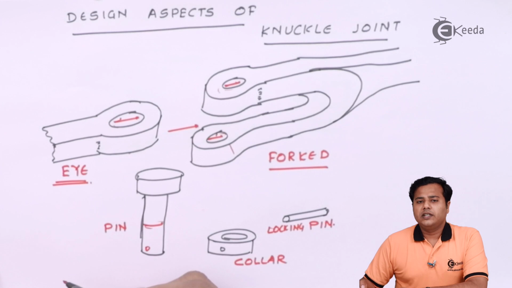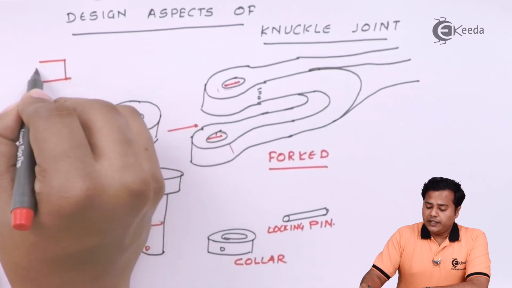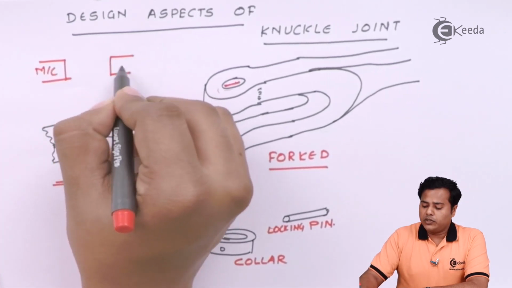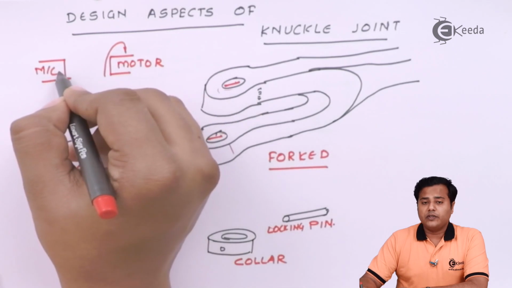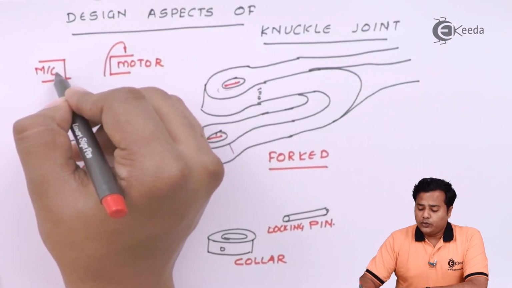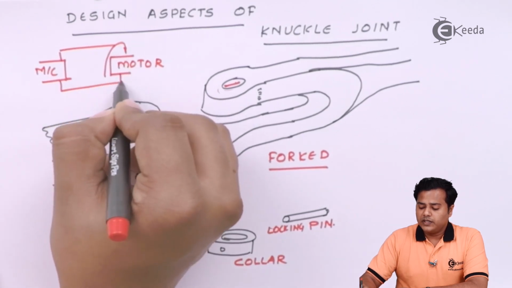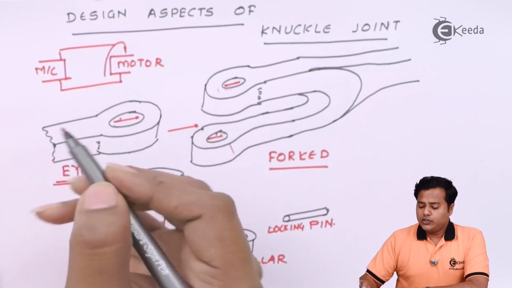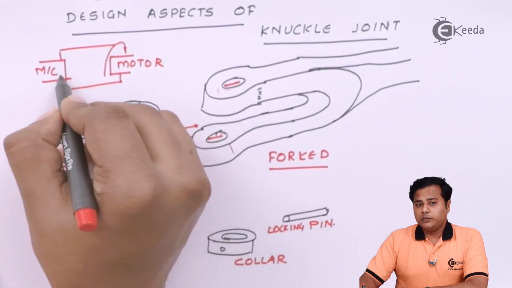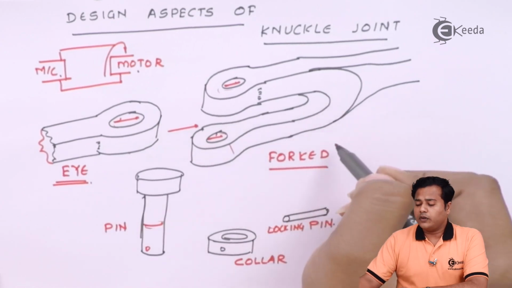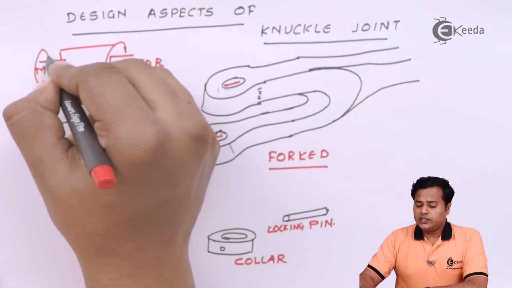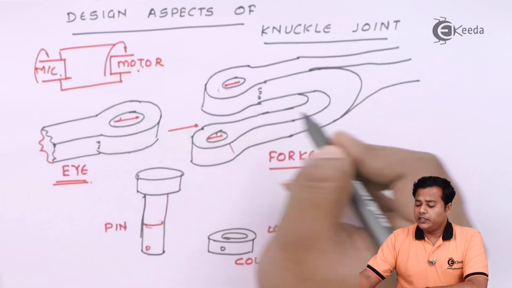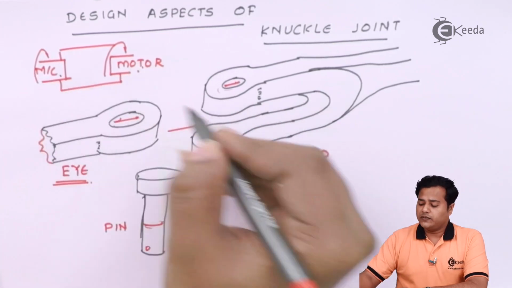So why do we use knuckle joints? As I explained in the previous slide and previous problem, we always have a machine end and we always have a motor end. The motor end supplies the rotational energy which is to be given to the machine component, and to connect them we use different kinds of joints, and one such joint is a knuckle joint. One end, the eye end, will be given to either the machine or the motor, and the similar end of the forked end will be given to the corresponding component, so that the motion of the motor will be transmitted through this knuckle joint to the machine.